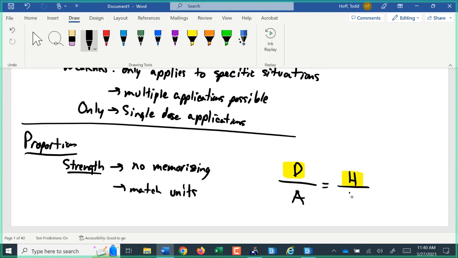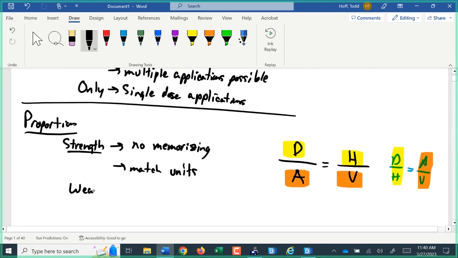The amount to administer goes under the doctor's order and the vehicle goes under the on-hand. Again, those two had to have the same units, but it didn't necessarily have to be in that specific order. We could have rearranged it. It could have been D over H equals A over V. As long as we're matching up the units, those two would be the same and those two would be the same. So the strength of the proportion was that all we had to do was match up units. We didn't have to memorize where things went. We just had to know what information in the problem was useful and match up the correct units.